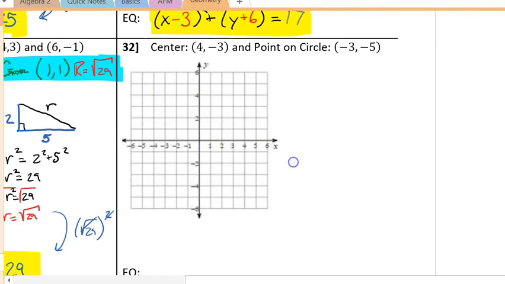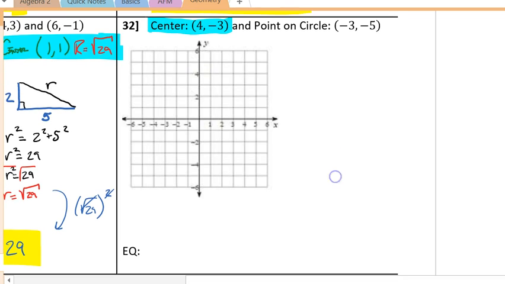Okay, question number 32. Here we are actually already given the center of our equation, so I'm going to highlight that in blue. And I'm going to go ahead and jump down to the equation already. So we already know this is x squared plus y squared. We already know that we have a -4 and a +3 using the opposite values. So we'll go ahead and plot that 4, -3.